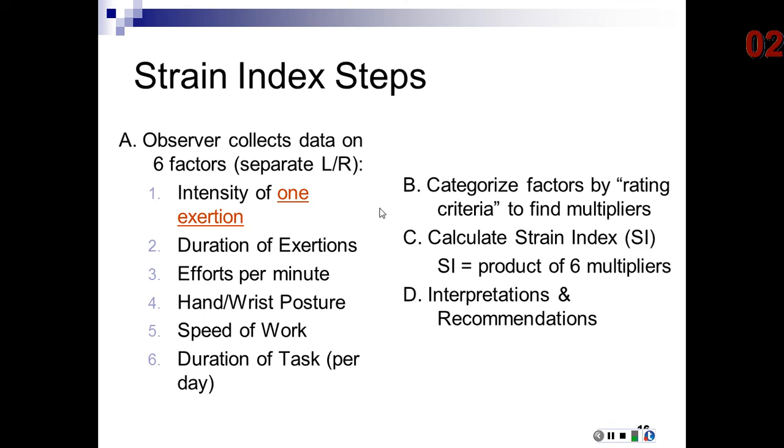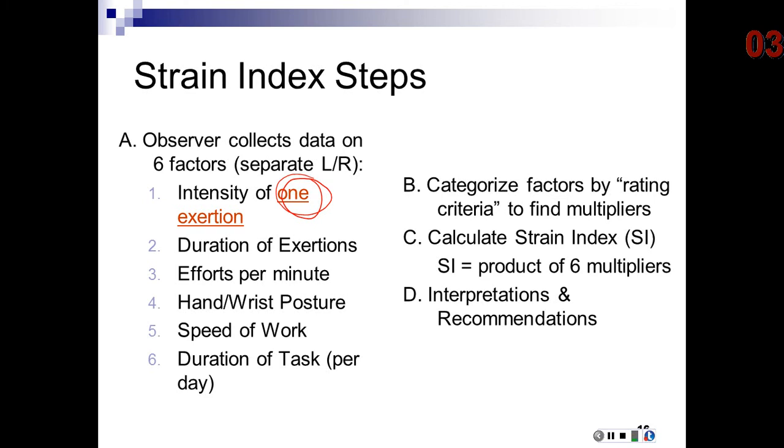On the first part, the 6 factors we're going to be looking at are a combination of risk factors and characteristics of risk factors. The factors we're going to look at are intensity of one exertion, and again I'm going to circle this: one exertion only. If you were to do it one time, how intense is that effort? How forceful? How much effort is it?